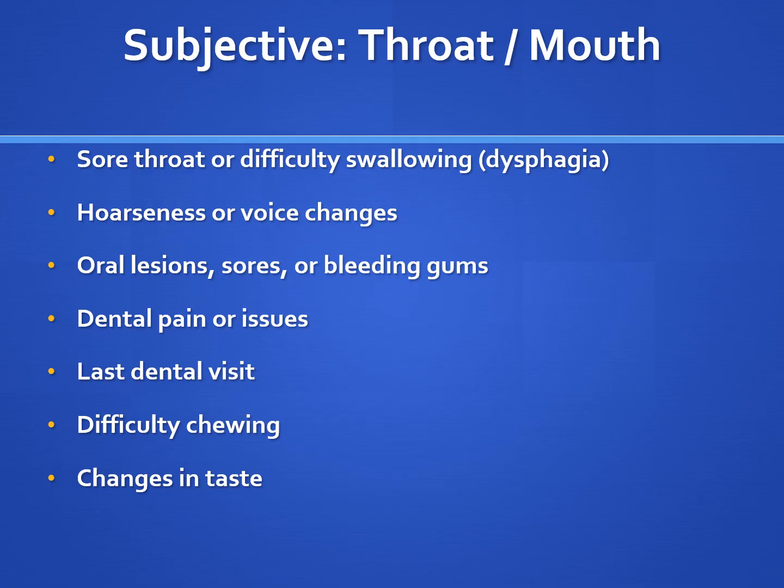And then dental pain or issues, asking about tooth pain or dental problems, because dental health is closely linked to nutrition and infection risk. Untreated dental issues can really lead to serious complications. And then asking about their last dental visit to help assess preventative care and access to care. Difficulty chewing, asking about any pain, missing teeth, jaw issues, because this can directly impact nutritional status. And then changes in taste, which can be related to medications, infection, or neurologic conditions.